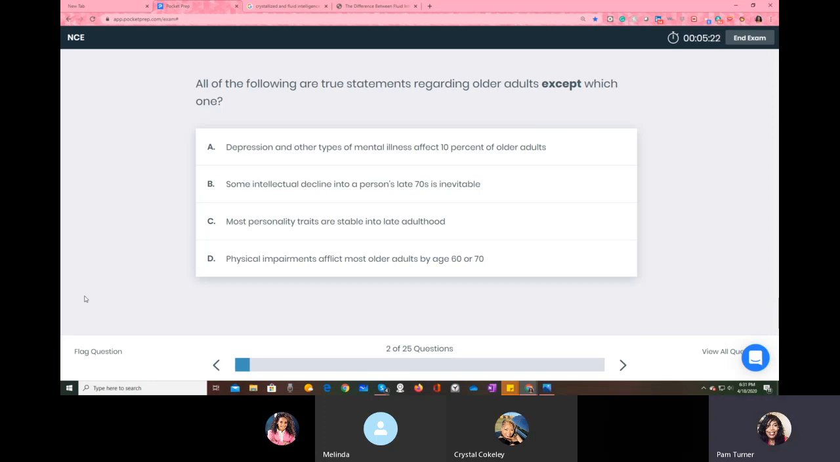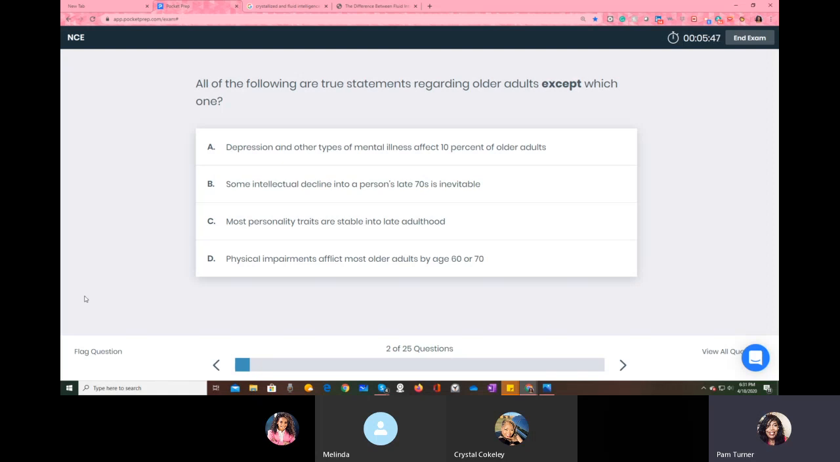All three of these things are true, but one. Most personality traits are stable into late adulthood. That is true. If you were mean and nasty when you were 20, you're mean and nasty when you're 70 and 80. If you didn't have any friends in your 20s, 30s, no one's going to come visit you in the nursing home when you're 80. That is a fact.